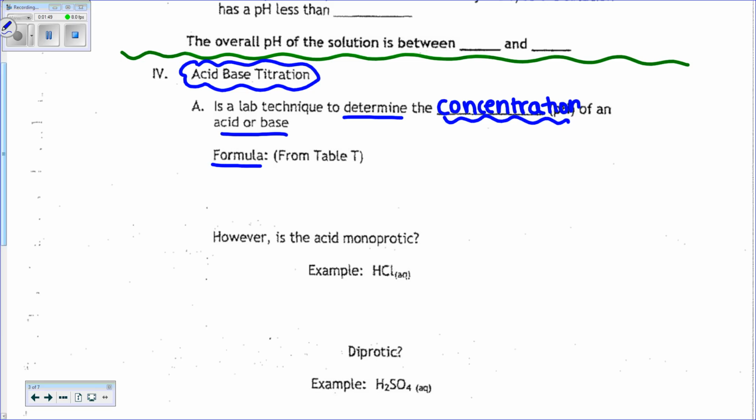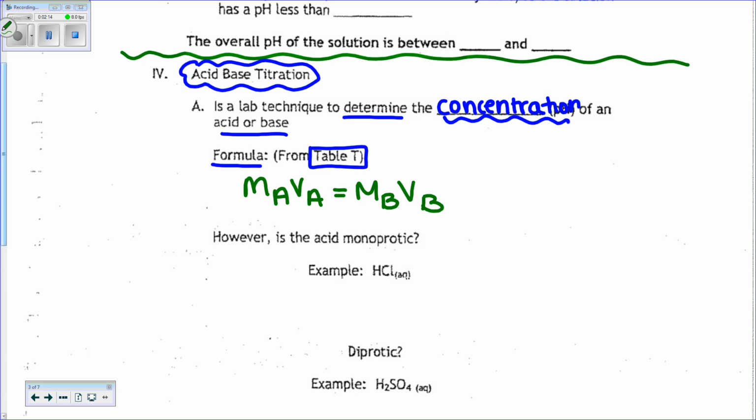There is an acid-base formula, and that is from reference table T. So right now I should be flipping to the back of reference table T. And there you will see this equation listed under titration, MAVA equals MBVB. It also lists for you what those mean.